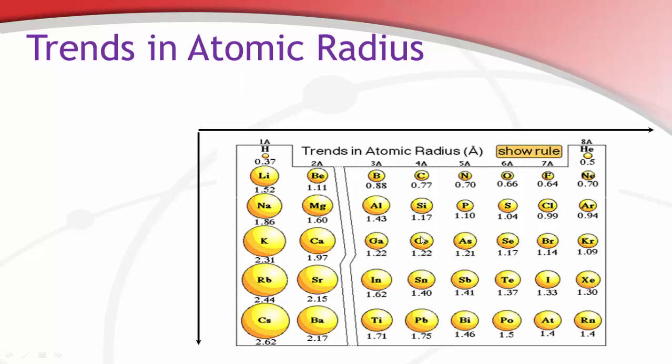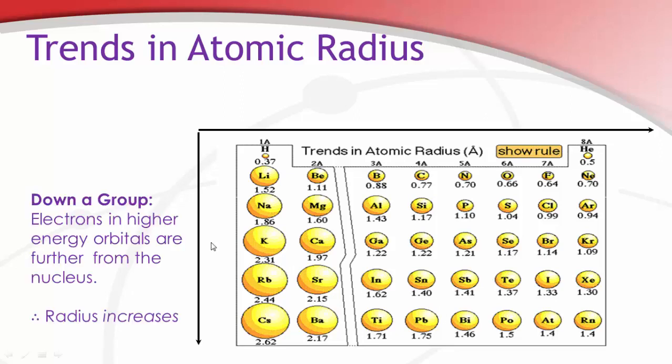So we'll see trends in 2 directions. As we go down a given group, the electrons in the higher energy orbitals are going to be further from the nucleus. And this means that the radius is going to increase as we go down a group. And we can see a pretty clear trend in this direction as we go down.